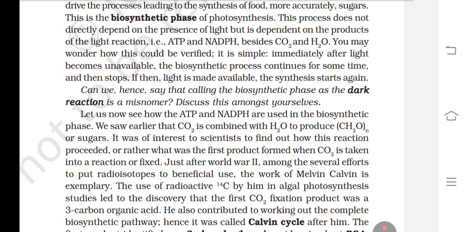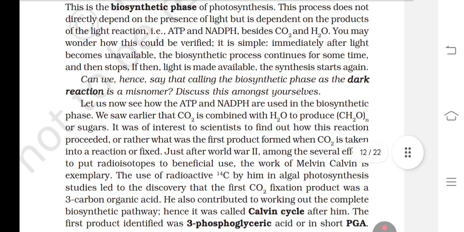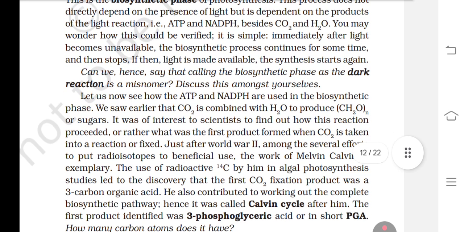Photosynthesis. This process does not directly depend on the presence of light, but it is dependent on the products of light reaction, ATP and NADPH, besides carbon dioxide and H2O.